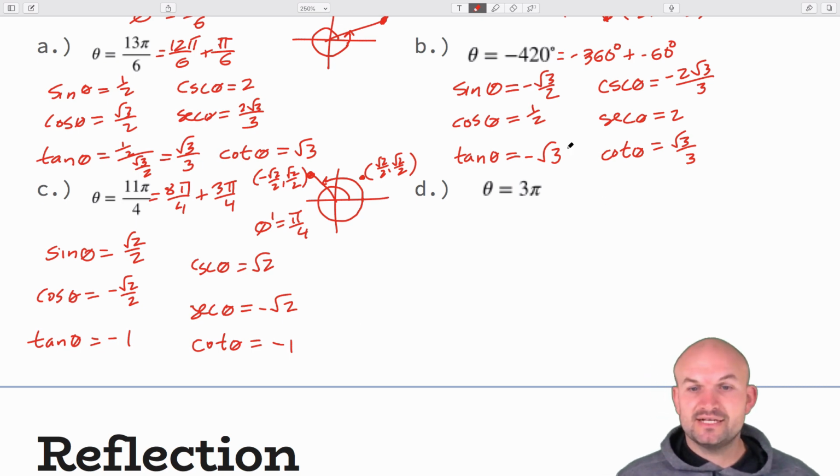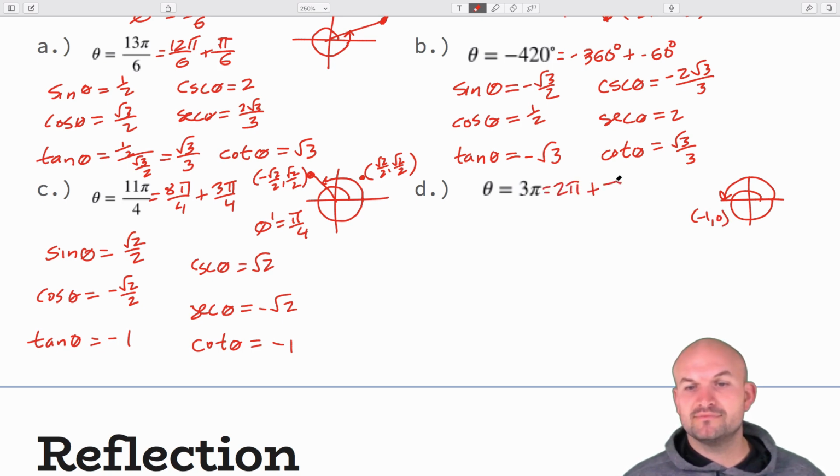All right, in the last case here, again, we have 3 pi, so that's going to be all the way around the circle is 2 pi, and then we're just going to go an extra pi, which gives us to our point negative 1, 0. Or you could also write this as 2 pi plus pi, right? You did the extra revolution, but then you're back there.